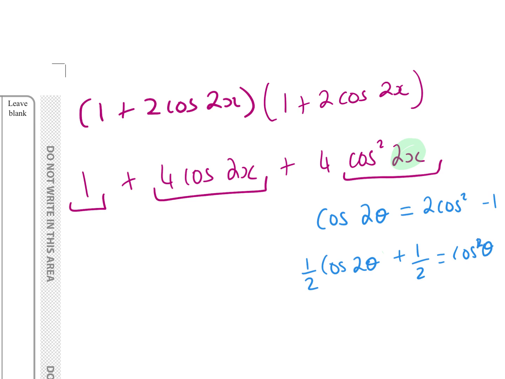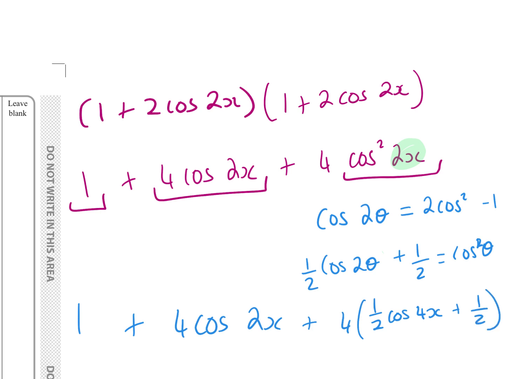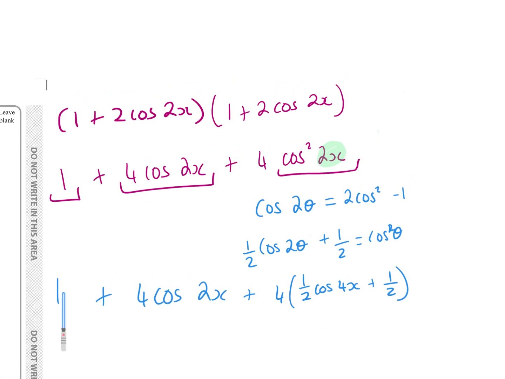So in this case, we're going to have our theta is 2x, so it's 2 lots of this. So I'm going to substitute this in. So 1 plus 4 cos 2x plus 4 lots of a half cos 2 theta, which is 4x, plus a half. Okay? So 4 times a half, this all becomes 2. So 1 plus 2 is 3, plus 4 cos 2x plus 2 cos 4x.